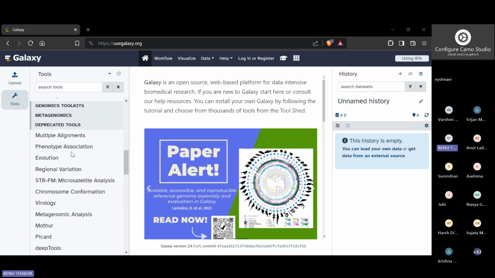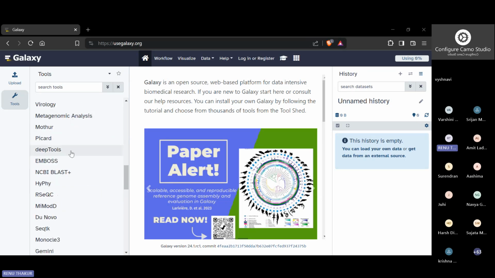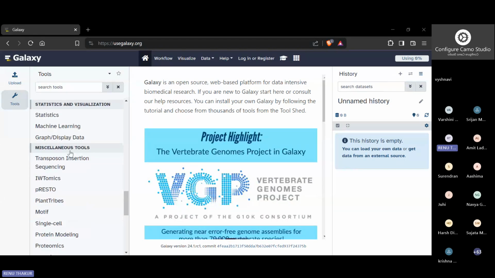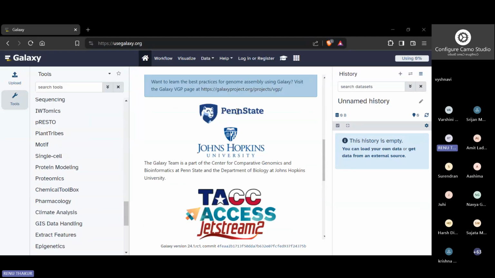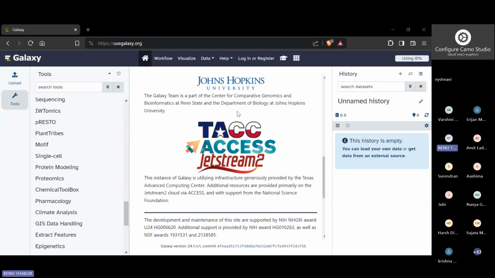You can visit this website and have a look at what all you can do. This is the website, and you can see their newsletters and stuff.